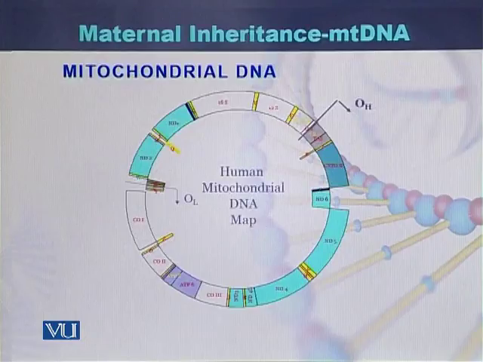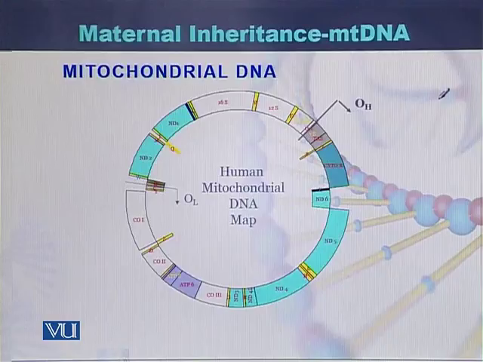So this is the diagram of the mitochondrial DNA which is present in the human cells. This DNA is circular in nature. It consists of two strands. One is called the heavy strand and the second one is called the light strand. There are approximately 37 genes which are present on the mitochondrial DNA. There are many diseases which are due to mutations in the genes present on the mitochondrial DNA.